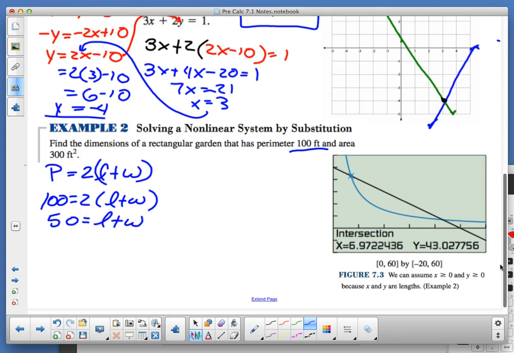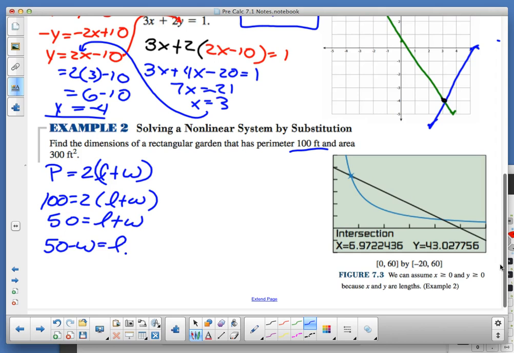Now at this time, I have a choice. I can have it as L is equal to 50 minus W, or W is equal to 50 minus L. I don't care which one I do. I'm going to be honest, I'm going to substitute L, because L looks kind of funky in my solving, so I'm going to get rid of it. It kind of looks like a weird looking 6 or something. It could be some weird number for folks, so I'm just going to use W. So I got 50 minus W is equal to L. I could have totally set it up the other way.